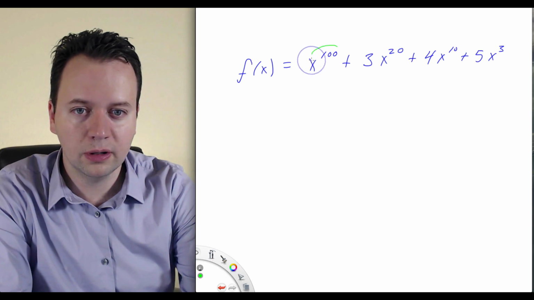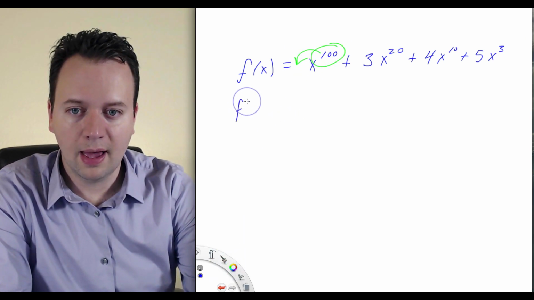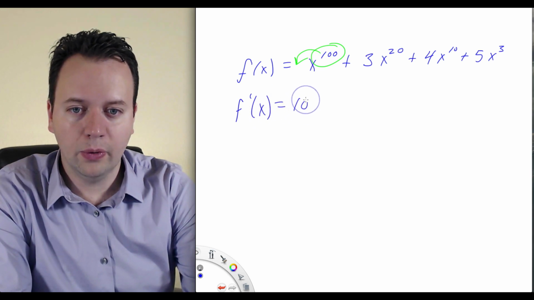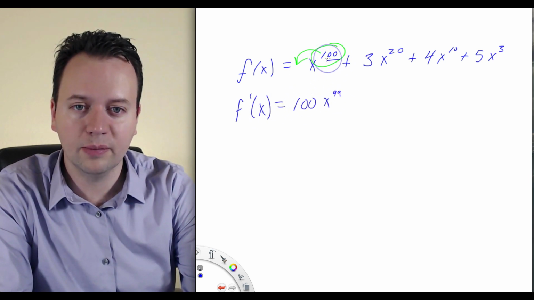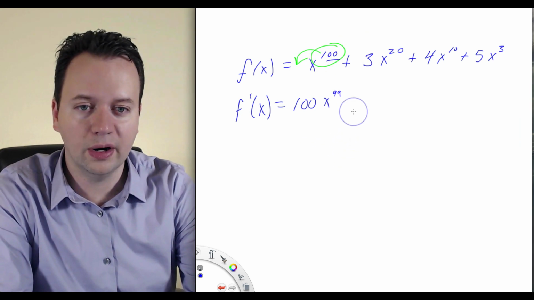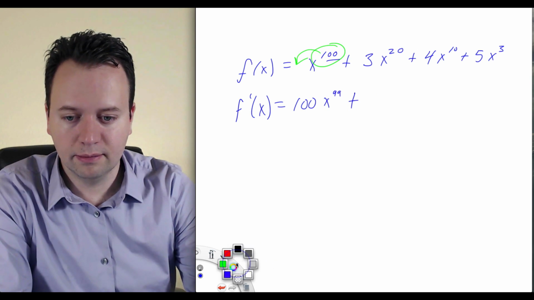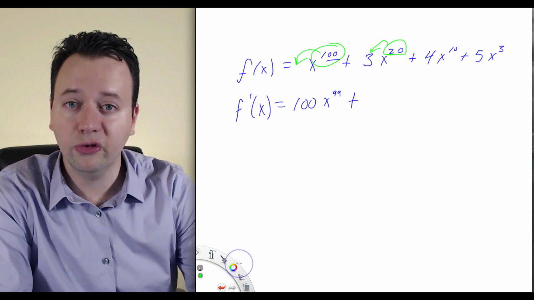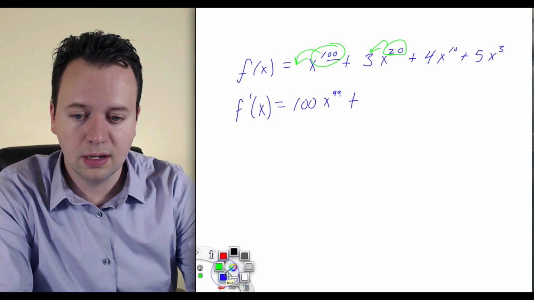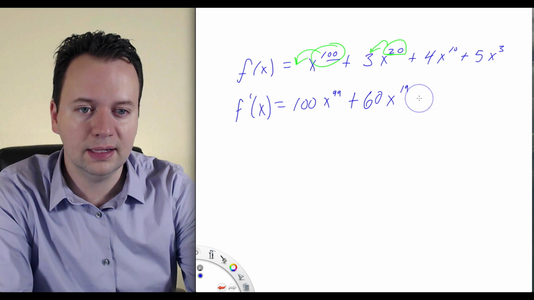So this 100 just comes out front. You knock it right down, and we get f prime of x, 100 x to the 99. So you drop 1 from the 100, the 100 comes down, and you take 1 from the 100, and it becomes the 99. Then plus, next term, the 20 comes straight down, and you multiply it by the coefficient, which is 3. 20 times 3 is 60, so we get 60x to the 19.